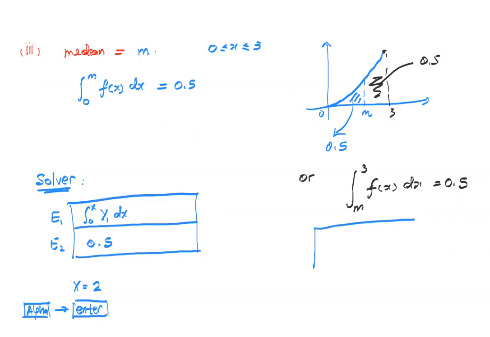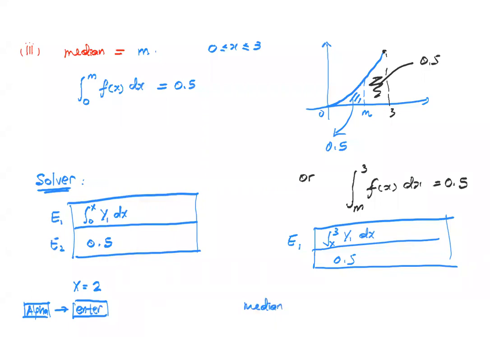For this case, you key in your E1 as integrate from X to 3, Y1 dx, and here you put 0.5. So you do the same thing. May I know what is the answer? Either way can work. Can someone give me the answer quick? I have next class to go to. Is it 2.38? So median equals 2.38.